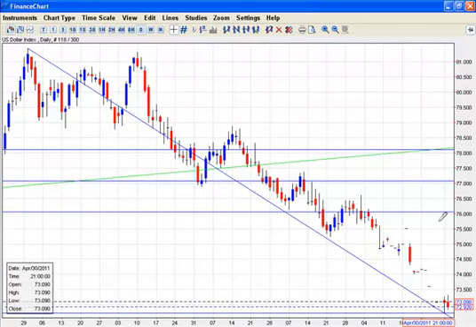Alright, so basically this is it for my 2 cents based on the dollar index, and now we're going to look at the trade of the week.